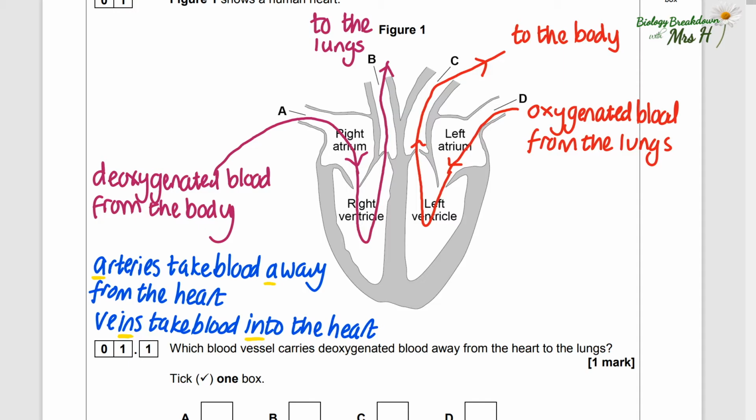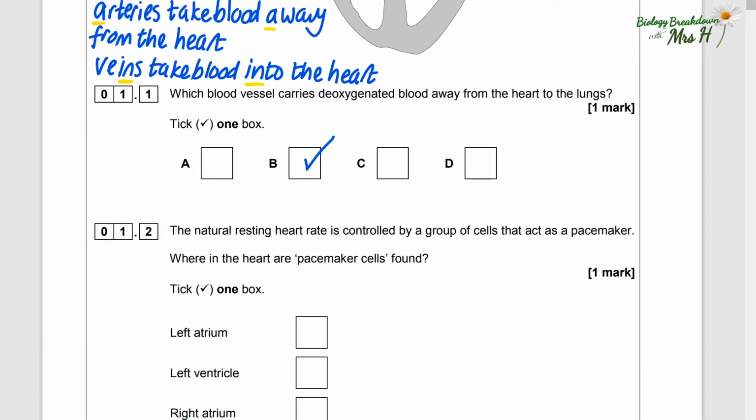Which blood vessel carries deoxygenated blood away from the heart and to the lungs? Is it A, B, C or D? So we don't actually even have to remember the names of them, and we've already drawn it out, so we know it's B. The natural resting heart rate is controlled by a group of cells that act as a pacemaker.